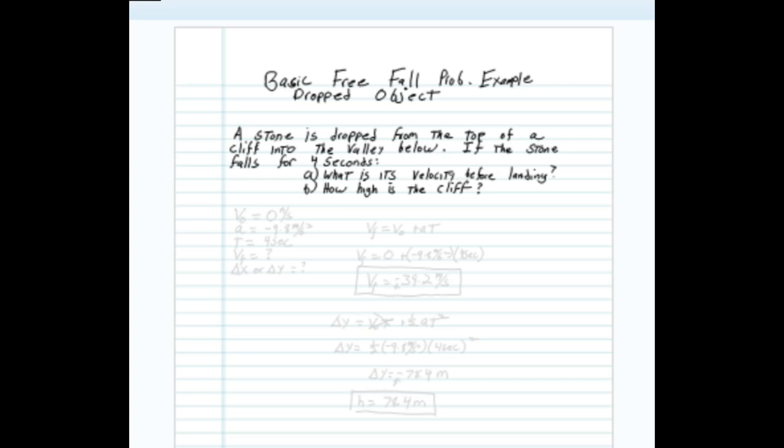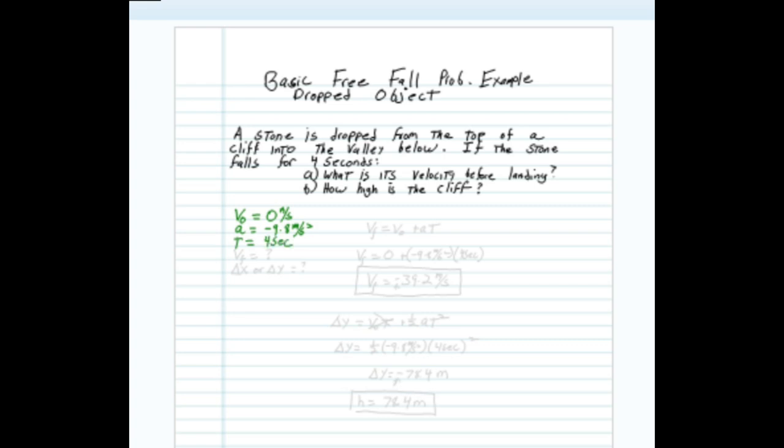So let's write down what we know to get us started here. We know that it's being dropped. It wasn't thrown or anything like that. So its original velocity is 0 meters per second. We also know that it's a freely falling object, so its acceleration is going to be negative 9.8 meters per second squared, just like any freely falling object on Earth. And we know that the time that it's falling for is 4 seconds.